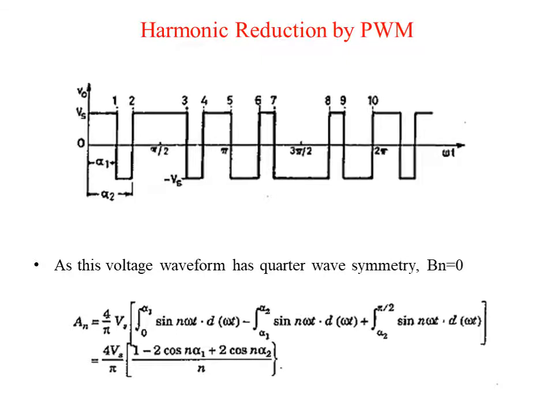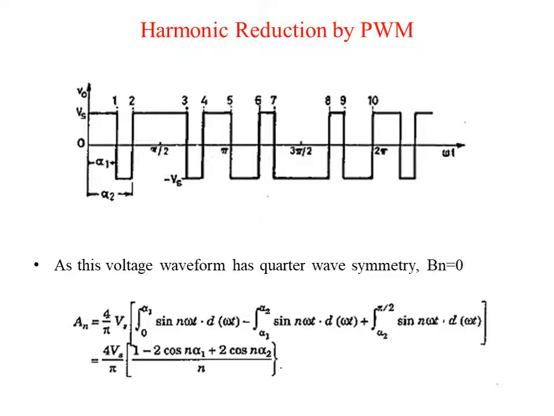An is equal to 4 by pi into Vs multiplied by the integration from 0 to alpha 1 of sin n omega t d omega t, minus the integration from alpha 1 to alpha 2 of sin n omega t d omega t, plus the integration from alpha 2 to pi by 2 of sin n omega t d omega t. So during this interval we will get the output voltage waveform.